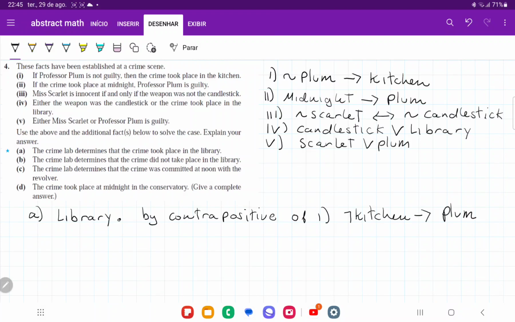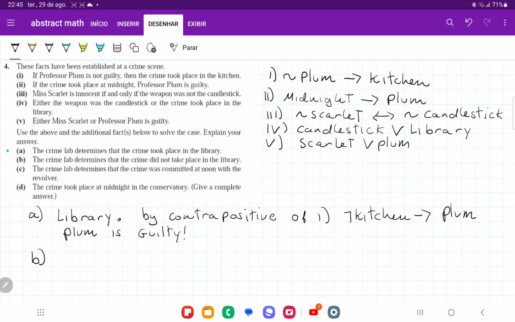So we can see here that if not kitchen, then Plum, and not kitchen is true, right? And so if not kitchen is true, then it must mean that it was Plum who did it. Therefore, we can say that Plum is guilty.